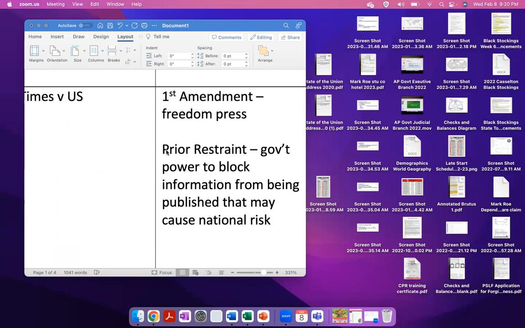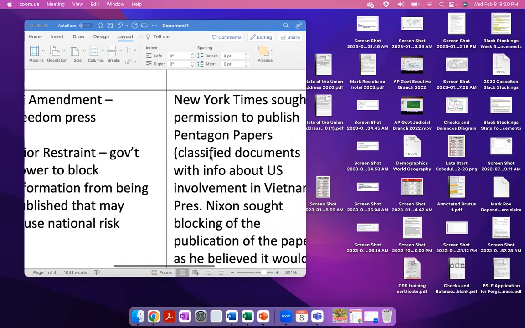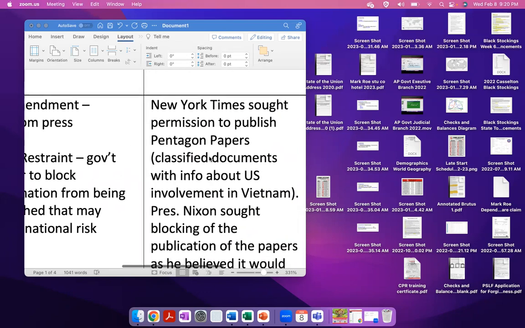So the New York Times, the Washington Post, they get their fingers on these. They want to publish them. President Nixon asks for the blockage of that publication based on prior restraint. And so there's your fact pattern. Anybody remember, how does the Supreme Court rule on this one?